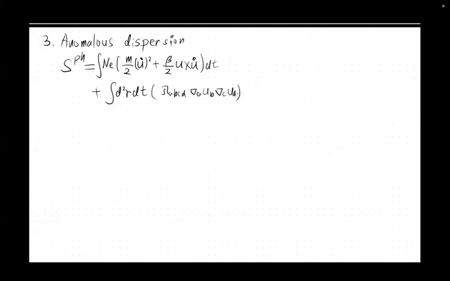And because I'm interested in a sliding crystal, I will only keep the center of mass part. If I keep the center of mass part and solve for the equation of motion, I'll find that it generates m u double dot equal to beta u dot cross z. This is simply a Lorentz force. Beta is the coefficient of the Lorentz force that the center of mass feels.